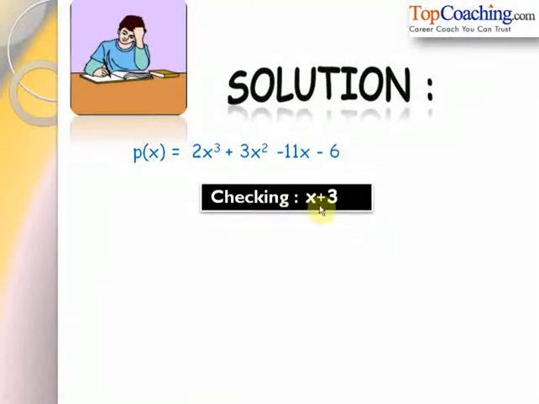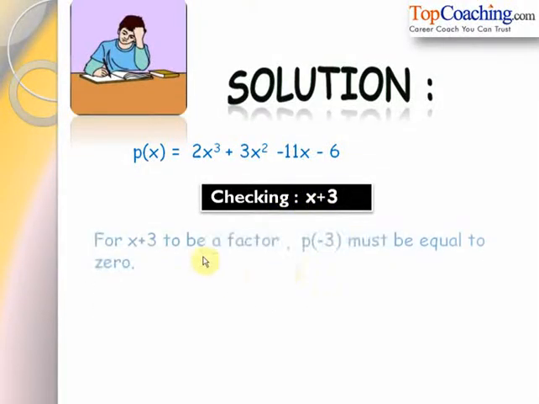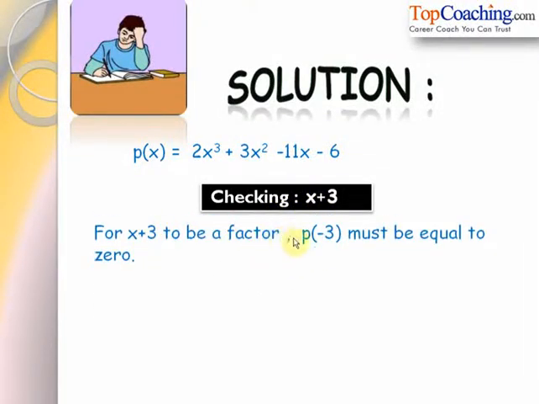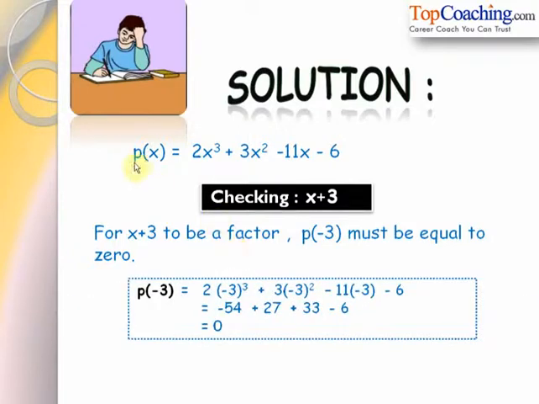Now let's check for x plus 3. Now for x plus 3 to be a factor, p of minus 3 must be equal to 0. Now let's calculate the value of p of minus 3. So simply replace x by minus 3 in this expression, and what we get is p of minus 3 equal to 2 into minus 3 cube plus 3 into minus 3 square minus 11 into minus 3 minus 6.